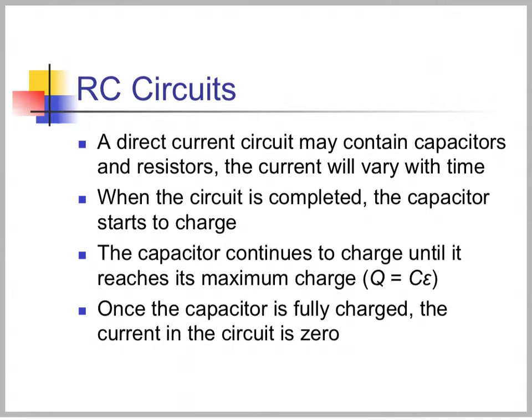When the circuit is completed, the capacitor starts to charge if it was in an uncharged state to begin with, and it continues to charge until it reaches its maximum charge, which is the capacitance times the voltage across it. Once the capacitor is fully charged, there can be no more current in that branch of the circuit, and so the current goes to zero.